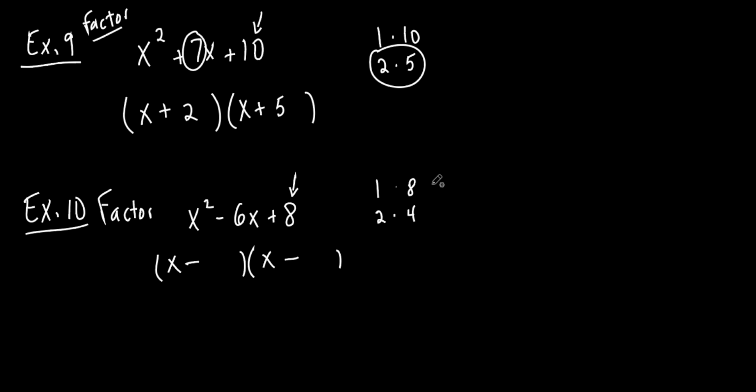Make sense? All right. So which one of these am I going to use? Remember, they both have to be negative. Can I get a negative 1 and a negative 8 to add up to be negative 6? No, because that would be a negative 9, wouldn't it? What about this one? A negative 2 and a negative 4. Yeah, they add up to negative 6, don't they? Negative 2 plus negative 4 is negative 6. So what numbers am I putting in here? 2 and a 4.